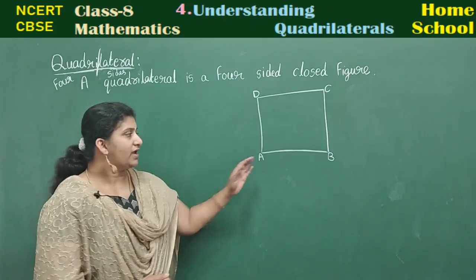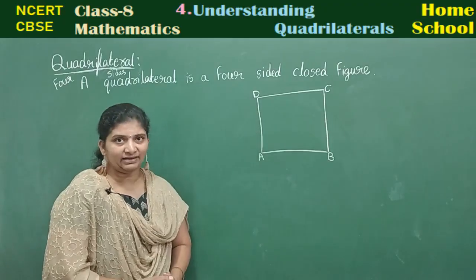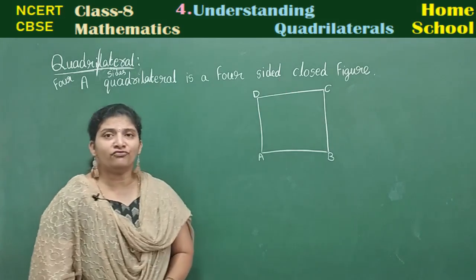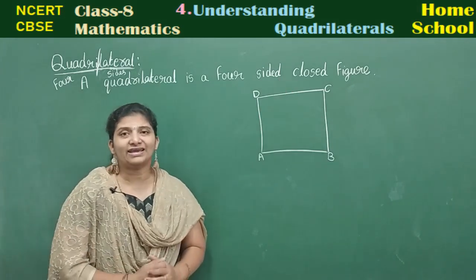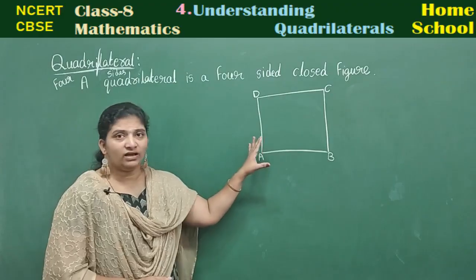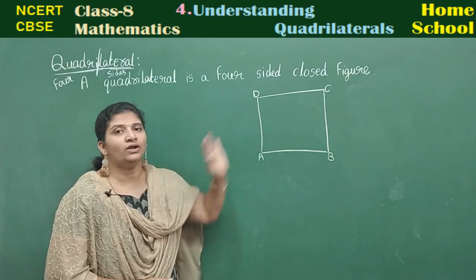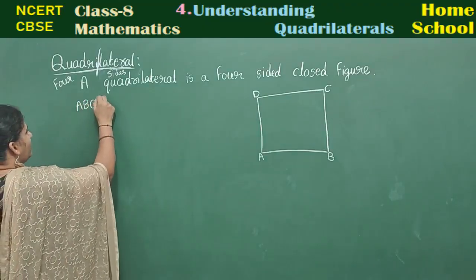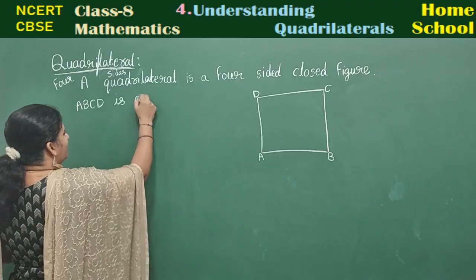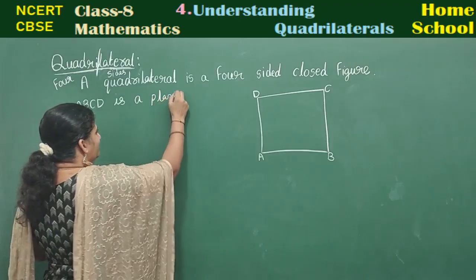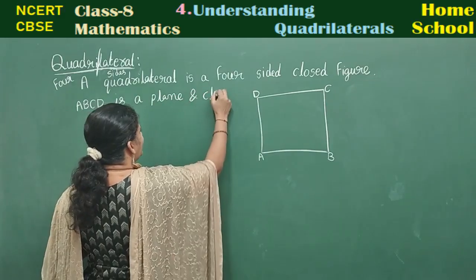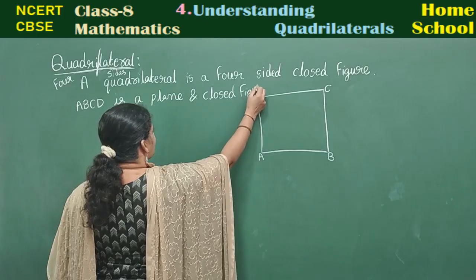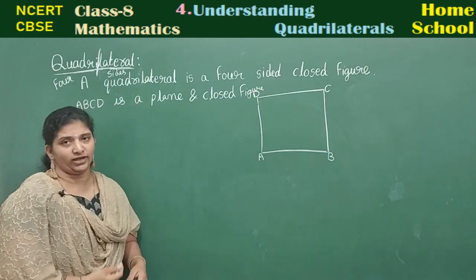You can see here ABCD is a quadrilateral. AB, BC, CD, DA are the 4 sides or 4 line segments. It is a closed figure and it is a plane. We get a quadrilateral. ABCD is a plane and it is a closed figure. You can say it is a closed polygon.